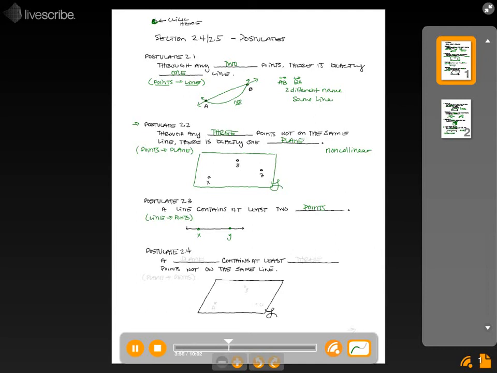And again, I could add more. I could add 50, I could add 100. Lines go on forever, so I could put as many as I wanted on there, but it has to have at least 2.